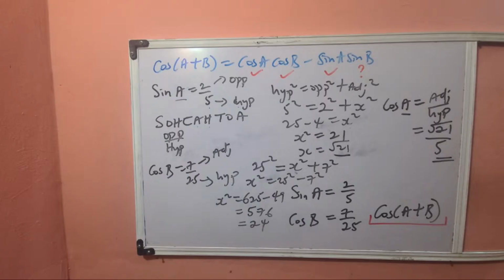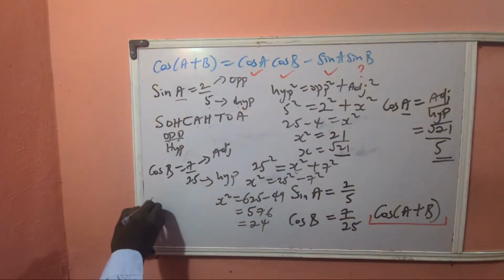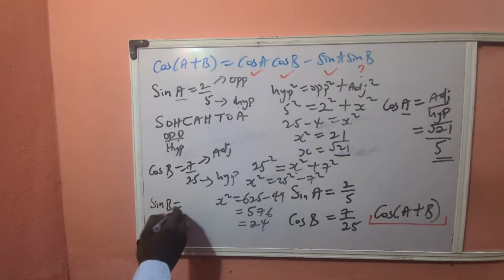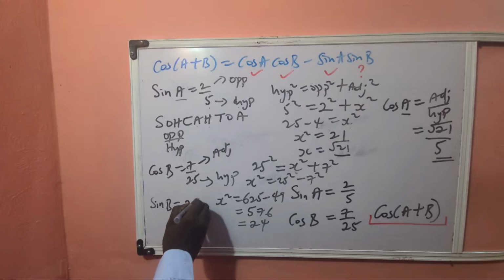So I know now that I can go on to write my sine, which was the issue, sine B now. My sine B will be opposite over hypotenuse. My opposite now is 24. That will be 24 over 25.